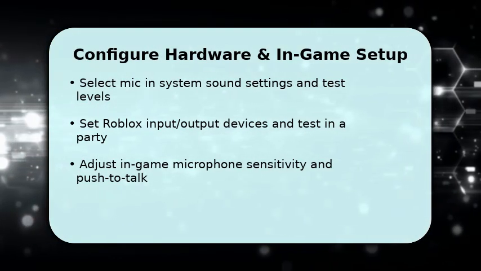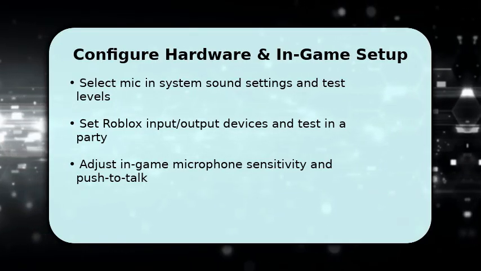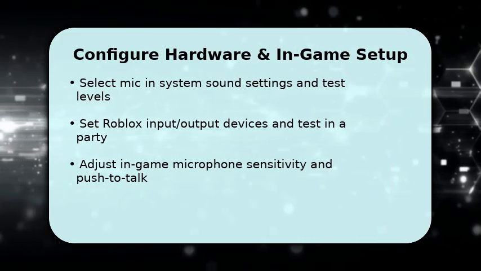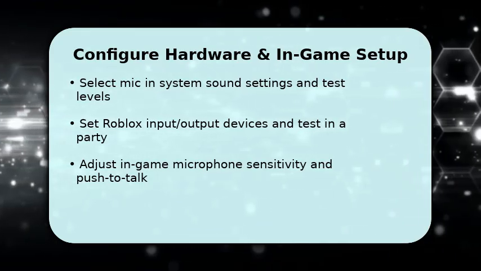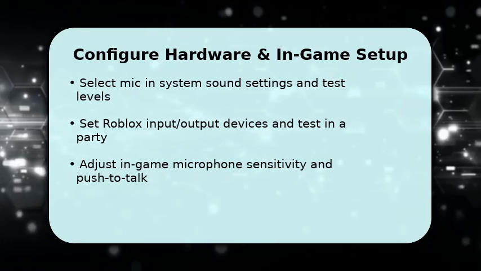Now configure hardware and in-game audio. Pick your microphone in your operating system, sound settings, and run a quick test to confirm input levels are clean and not clipping. Then open Roblox, go to Settings Audio, and select the input and output devices you want. Test in a private party or safe game to confirm others hear you.